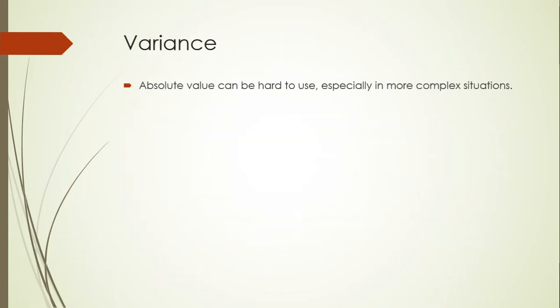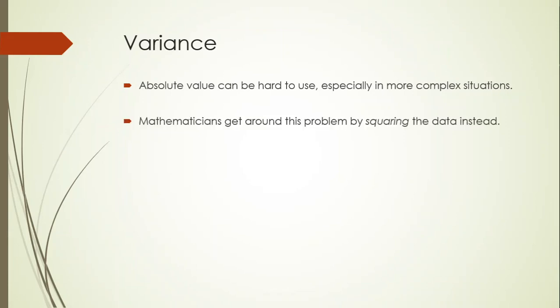So here's a problem. Absolute value is kind of a pain, especially the more complex things get, the less we really want to use absolute value. So mathematicians, whenever they were coming up with these statistical things, decided to get around this problem by squaring the data instead, because we deal with squares all the time in math. So the new average of the squared data is going to be called the variance.